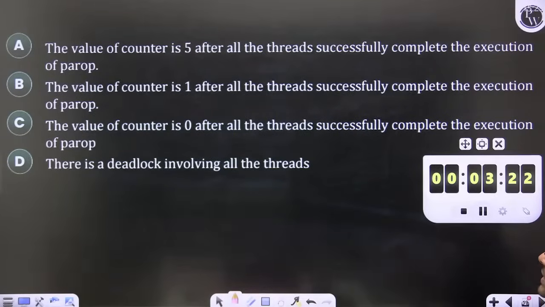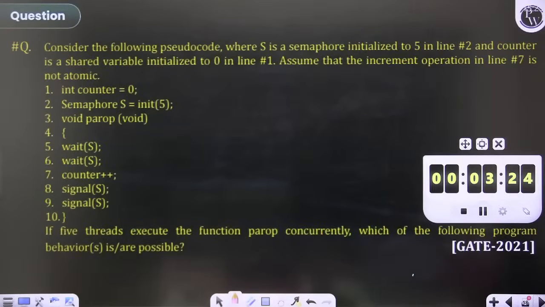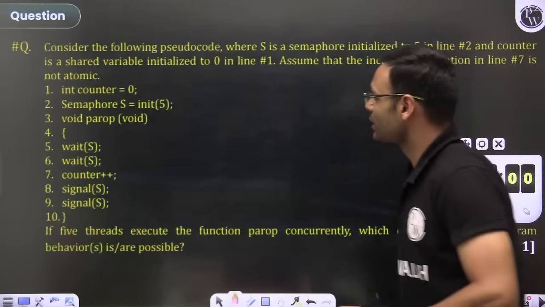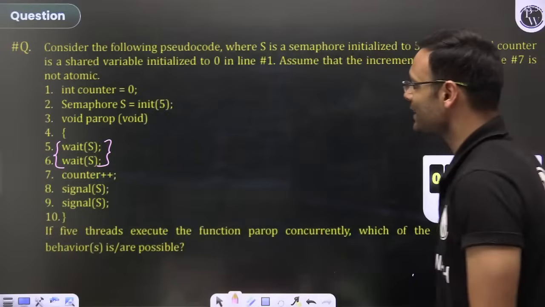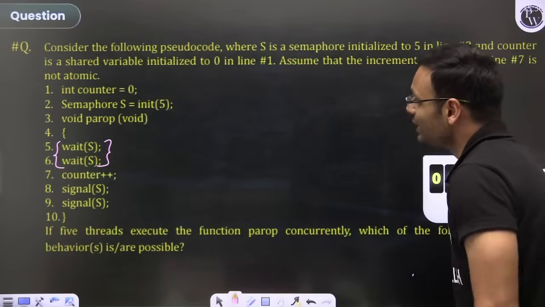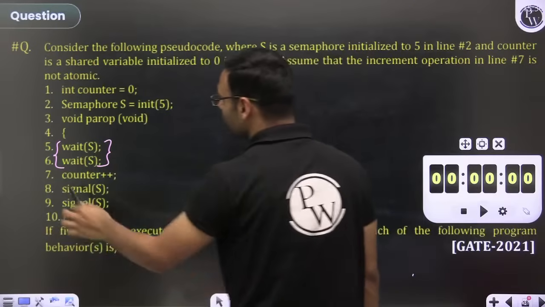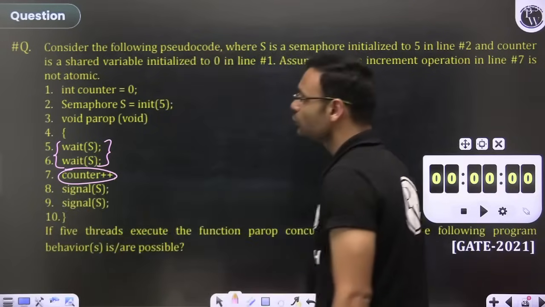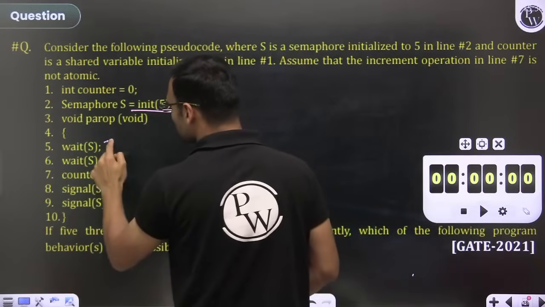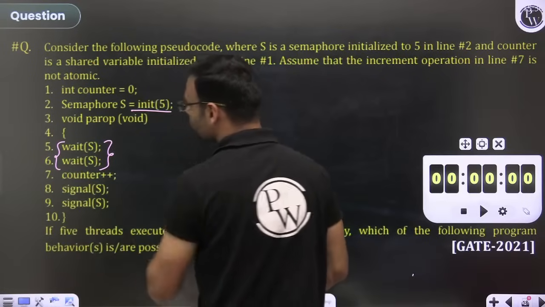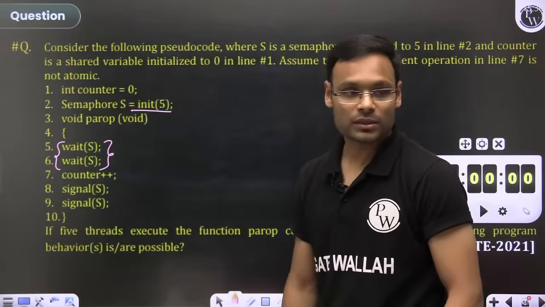Okay, these are the options and this is the question. Consider the following pseudocode where S is a semaphore initialized to 5 in line 2. Semaphore S is initialized with 5, and each thread is doing wait S two times, but still more than one thread can enter into counter plus plus. This counter plus plus can be accessed by at least 2 threads. Why? Because if semaphore S is 5, two threads can run wait S 2 times.